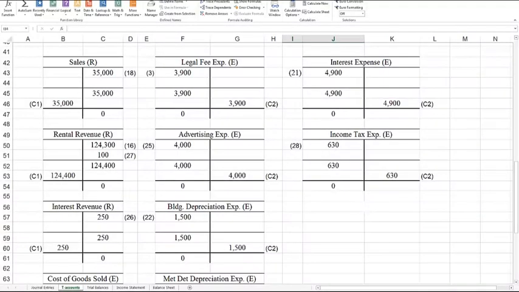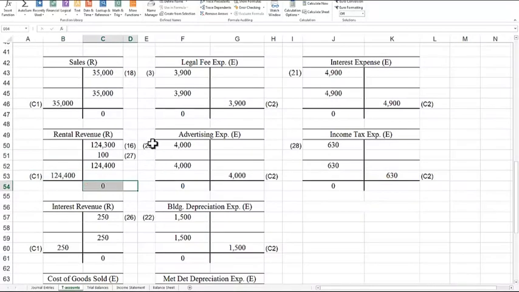To see how the closing entries work, let's go back to our T accounts. So if we look at something like rental revenue, after we did our adjusting entries and of course the entry during the period, there was a credit balance of $124,400. What the closing entry is going to do is debit rental revenue so that the balance is zero.